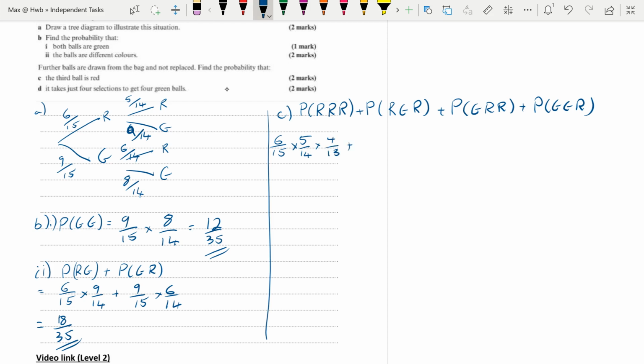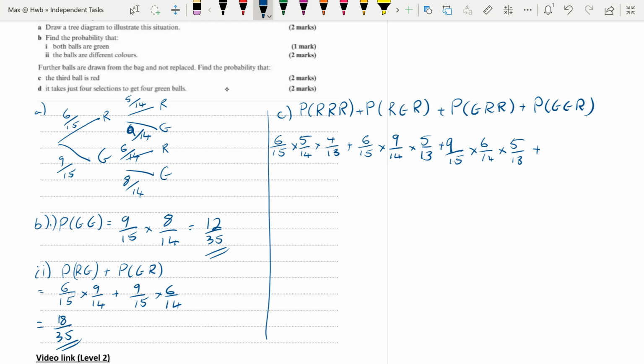So this is where we've got to be careful with what's going on here. Next one, I've got probability of red first, so 6 over 15. Then a green, so that's 9 over 14. Then it's over 13. I've already taken one red out, so it's going to be 5. Next one, green first, is going to be 9 over 15. Then a red, so 6 over 14, then 5 over 13.